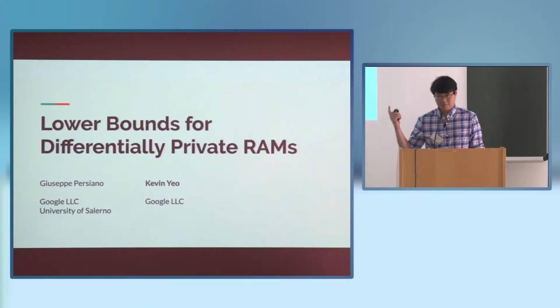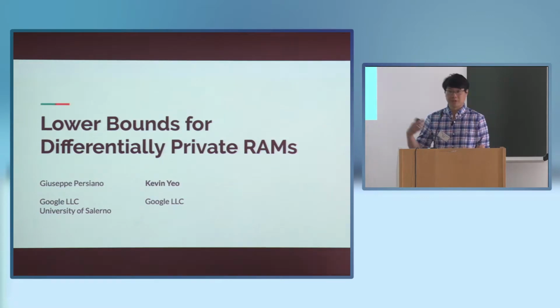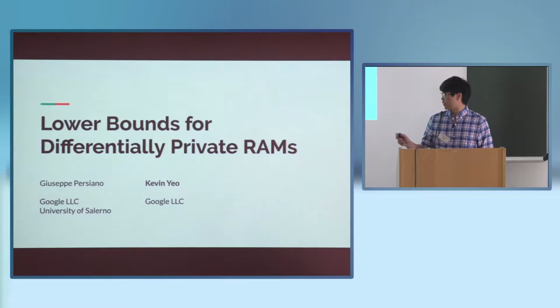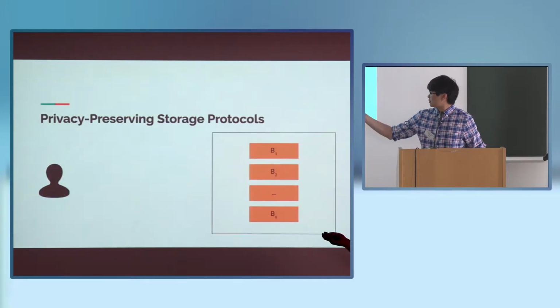So this will be a talk on lower bounds for differentially private RAMs. As Casper introduced in his last talk, it's related to ORAMs, but a weaker version of security. This is joint work with Pino Persiano at Google University. He's also at the University of Salerno.